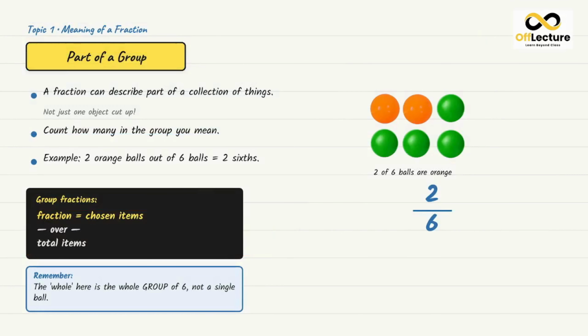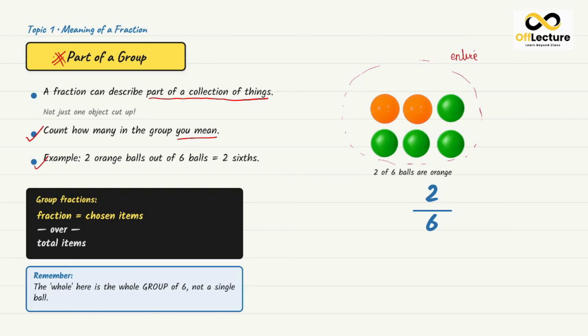Now let's move to another meaning of a fraction, which is part of a group. A fraction can be described as a part of a collection of things as well. Okay. Meaning, count how many are in the group you want to explain. For example, let's say there are 6 balls. This is the entire group of balls.